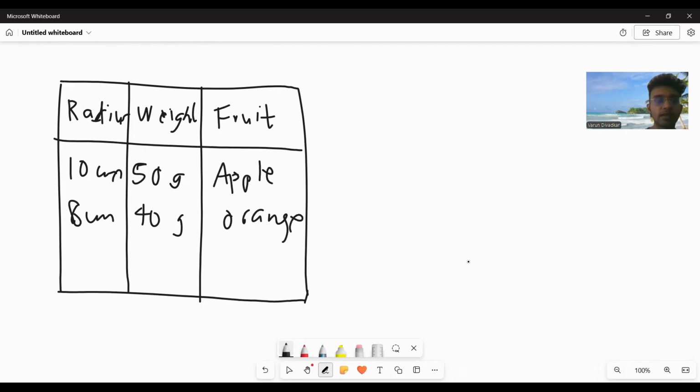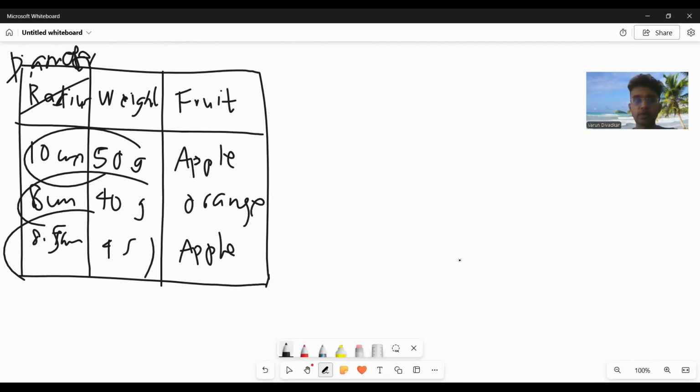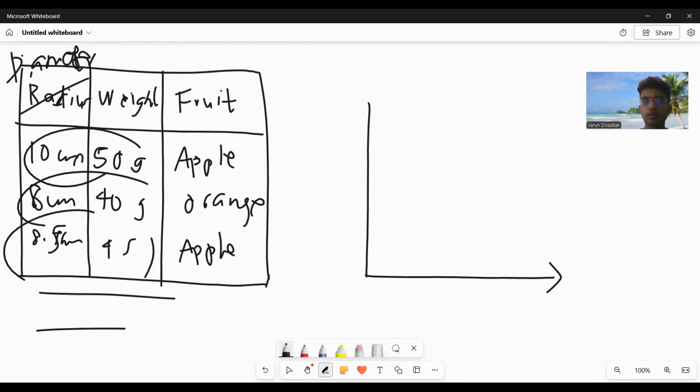Again, if the diameter is 8.5 centimeters, and the weight is 45, then again it's an apple, okay? These are just example numbers, not meant to be factual. But then if we plot this on a graph, say you have the diameter and then the weight.